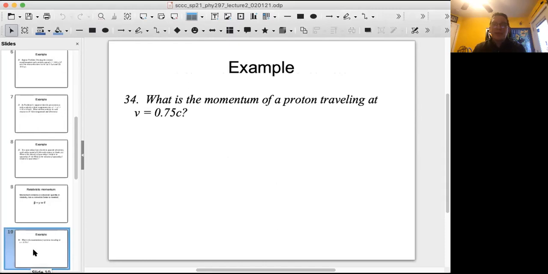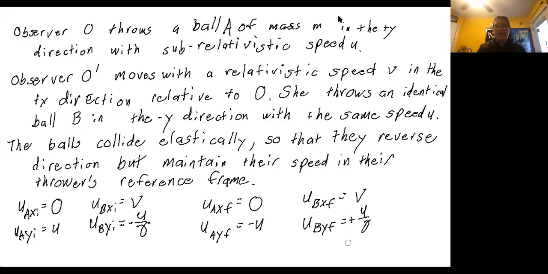So let's now do an example. What is the momentum of a proton traveling at v equal to 0.75 c? We'll answer this in standard SI units, which would be kilogram meters per second. So it's a proton traveling at 3/4 the speed of light. P is equal to gamma mv. So first, let's figure out what gamma is.